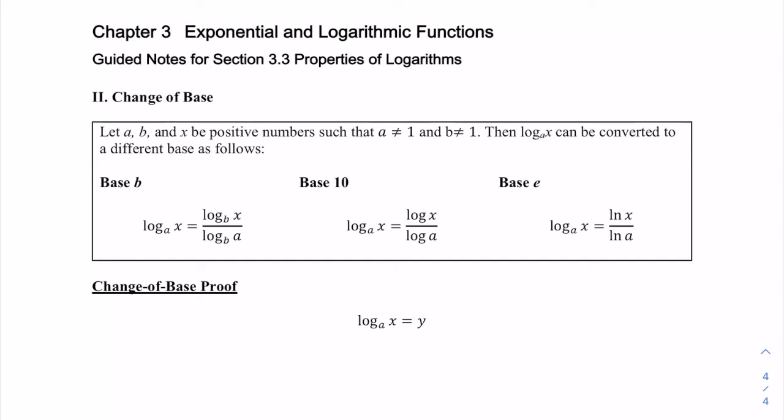Now let's consider one more property, the change of base. We can actually calculate and help evaluate logarithms using the change of base. And there are actually a few choices. You can use any base b, you can use common base 10, or base e.